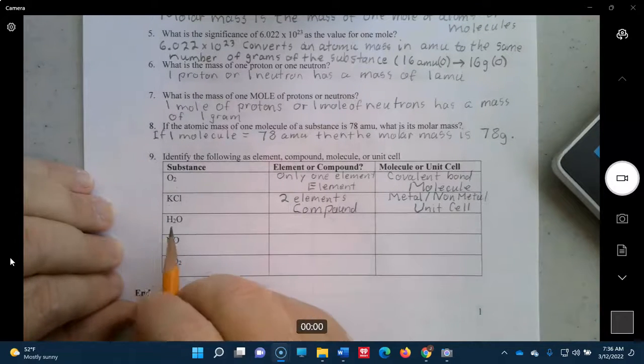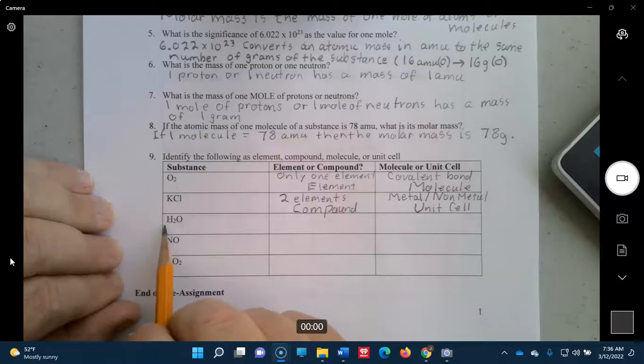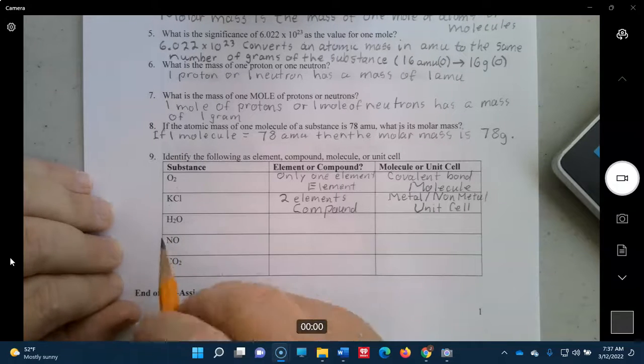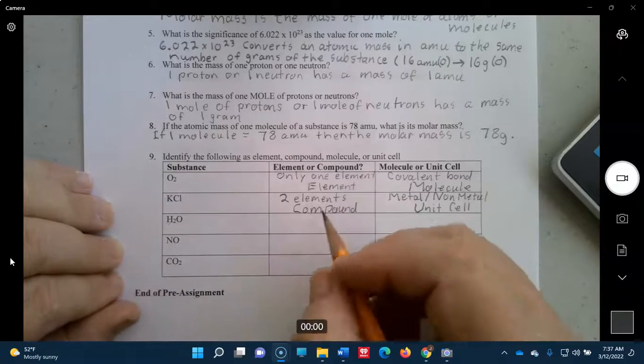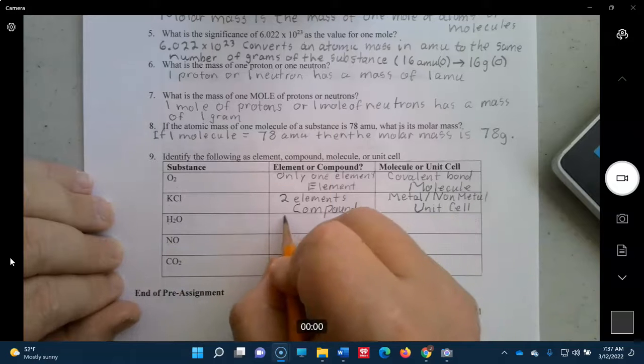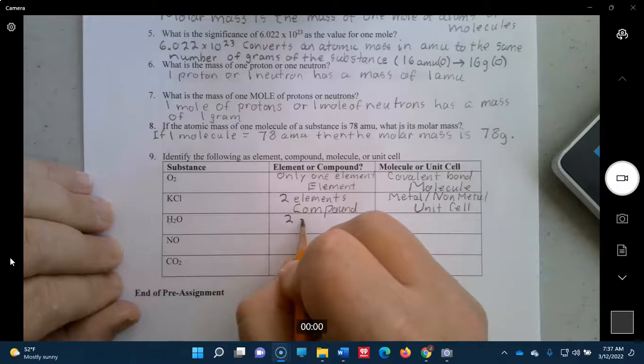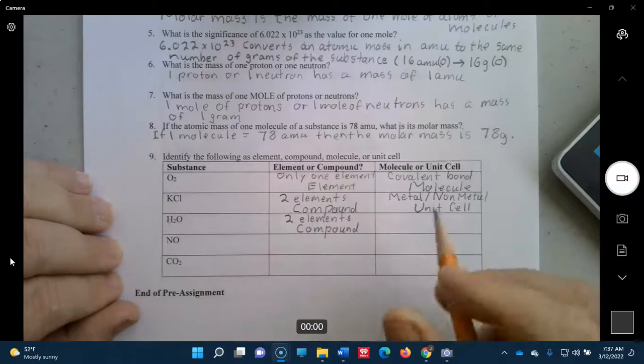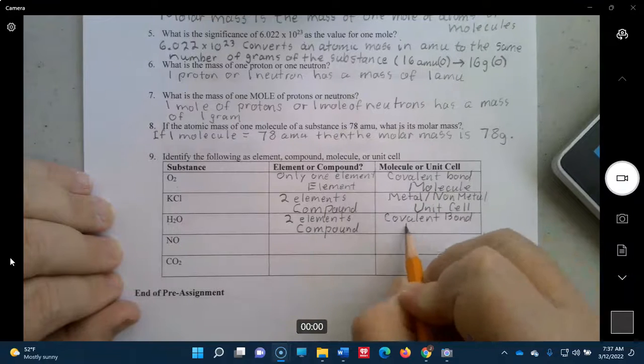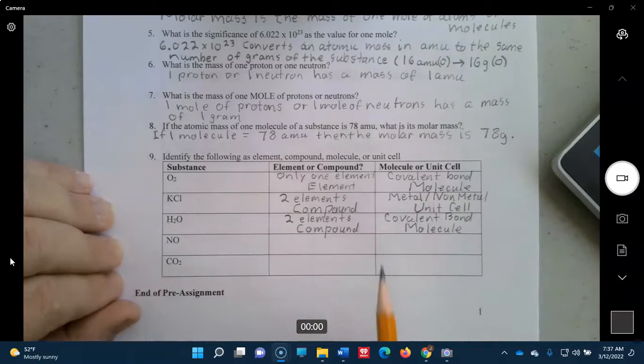Water, H2O. Non-metal and non-metal. Even though hydrogen is in the upper left-hand corner of the periodic table where the metals are, it is a non-metal. It's just an unusual location for it. It's the only non-metal like that. So this is non-metal, non-metal. So that's, well, first of all, it's two elements. That makes it a compound. Okay, covalent bond, it's a molecule.